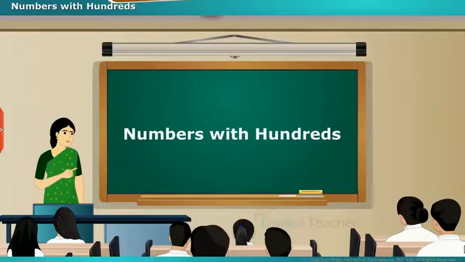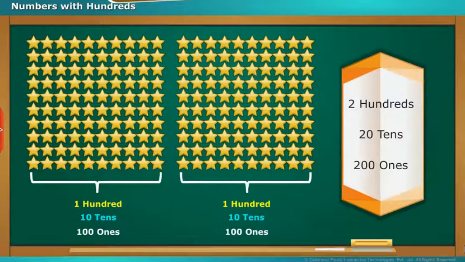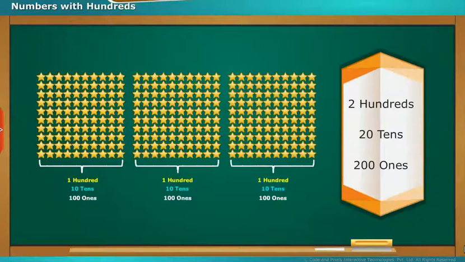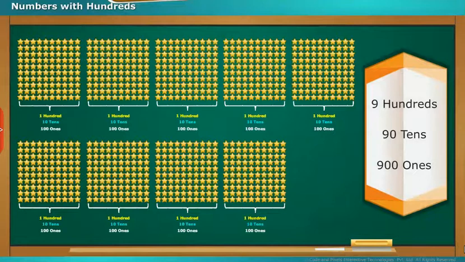Dear students, let us learn the numbers with hundreds. In the number 200, we have 2 hundreds or 20 tens or 200 ones. Similarly, in the number 300, we have 3 hundreds or 30 tens or 300 ones. Likewise, in the number 900, we have 9 hundreds or 90 tens or 900 ones.